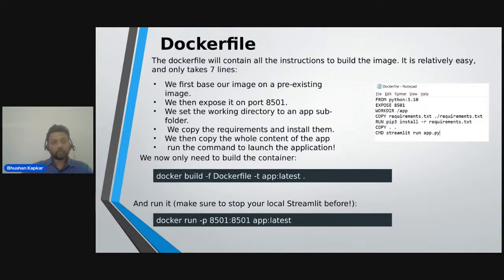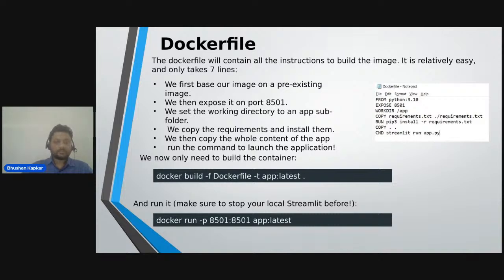You will run docker build -f Dockerfile, with the tag app:latest, in that working directory. That's what we mention as a dot, because we are in the same folder. Once that is done, it will start running the process step by step for your app, making sure that all the requirements files are installed. It will install Python 3.10, expose your 8501 port, and set up the requirements.txt files.